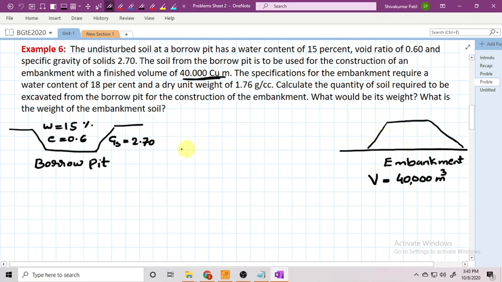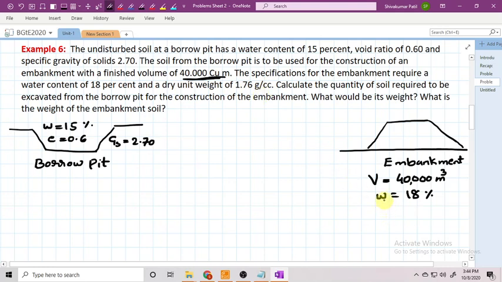Whatever soil they take out, first they will mix it with some water, then put it layer by layer and compact it, and like that they will build the embankment. While doing that, the water content they should achieve at the embankment should be 18%. And the dry unit weight is 1.76 gram per cc.